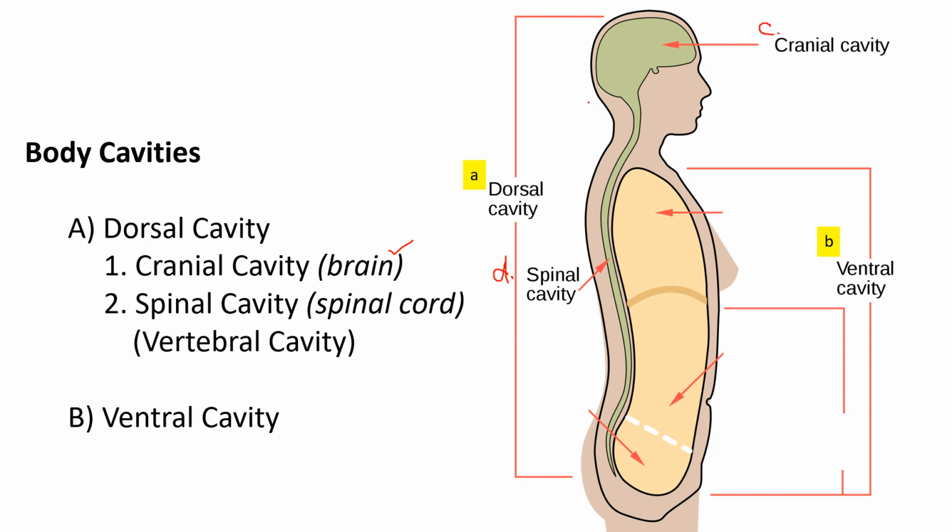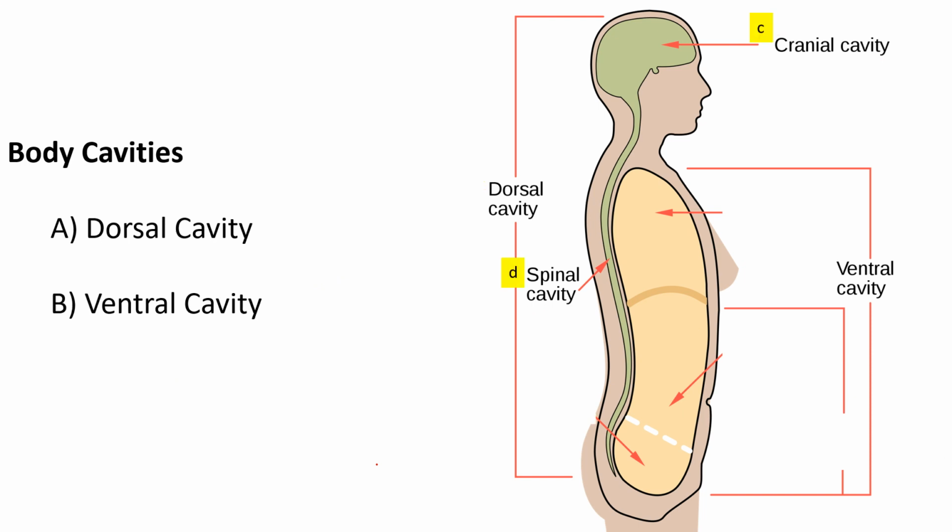A question on the test could be: name the cavity, or name the organ found within this cavity. So you're going to have to read the question. And for the spinal cavity, I could say name the cavity, or I could say name the organ that's found within this cavity, and the organ that's found within the cavity would be the spinal cord. So again, letter C is the cranial cavity on your handout. Letter D is the spinal cavity on your handout.